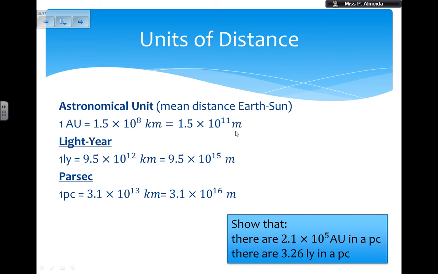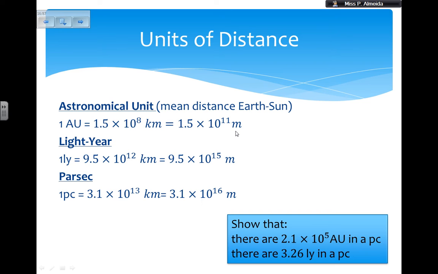The other one is light years. Now, a light year is by definition the distance that light travels in 1 year. So all you need to do is, you know that velocity equals distance over time, so distance will be the velocity times time. So you multiply the speed of light, which is 3 times 10 to the power of 8 meters per second, times the time in seconds that we have in a year.